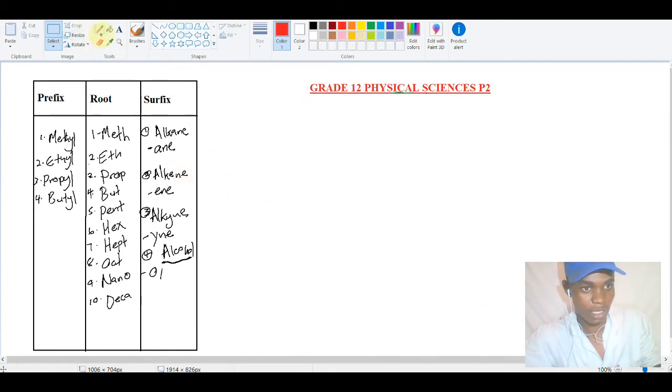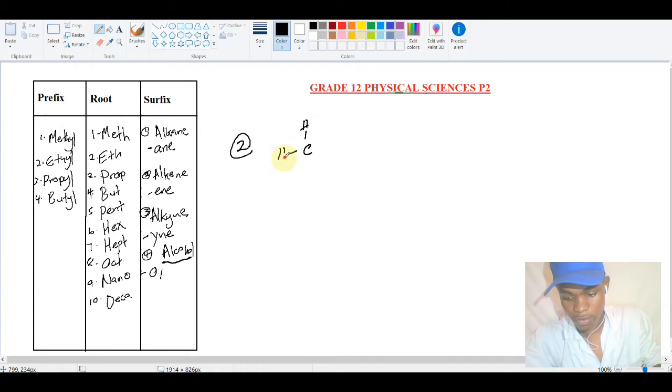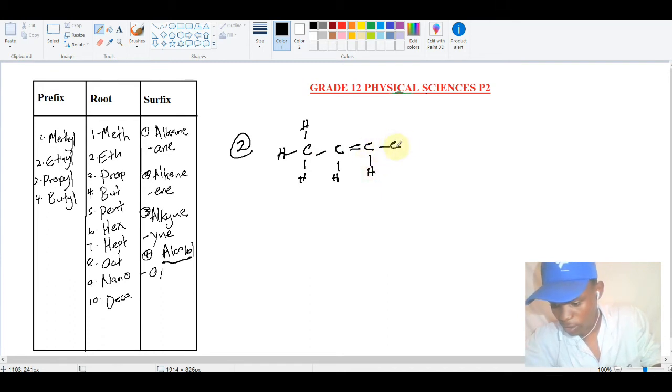Another one that I picked here will be the second example. Let me use black just to write my example. Number 2 here, I've got CH, CH double bond C. Don't forget carbon must always have 4 bonds. So it's H and then C 1 2 3 4, right? That's good. And then we've got H.